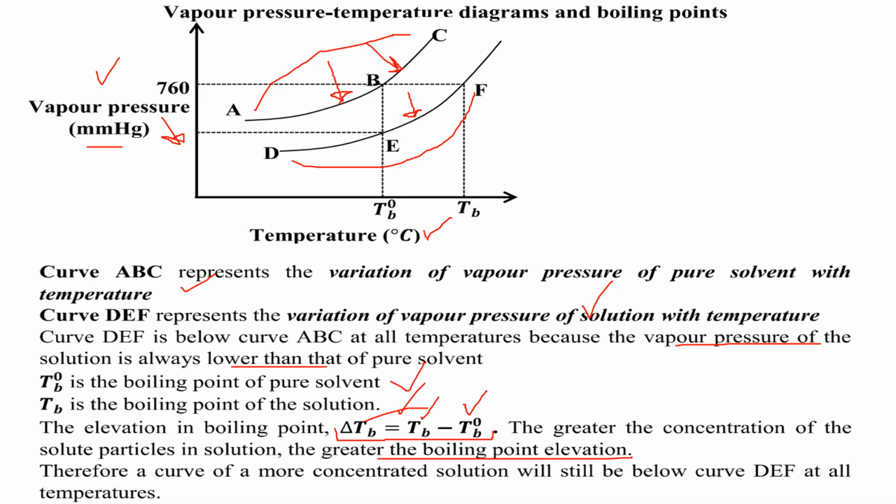And we're saying that therefore a curve of more concentrated solution will be below curve DEF. The more concentrated it is, the more the vapor pressure is lowered. So the one at the top is always for the pure solvent, the ones down are for solutions.